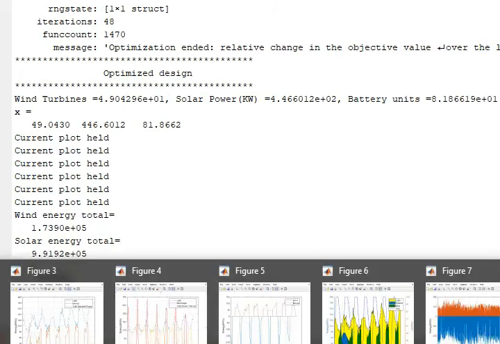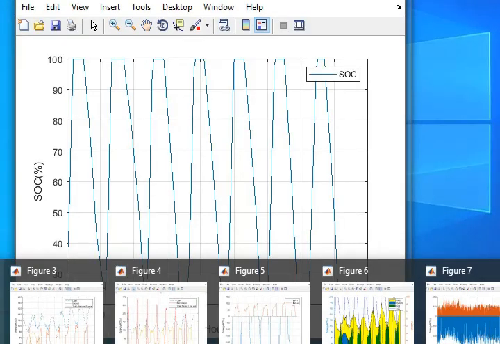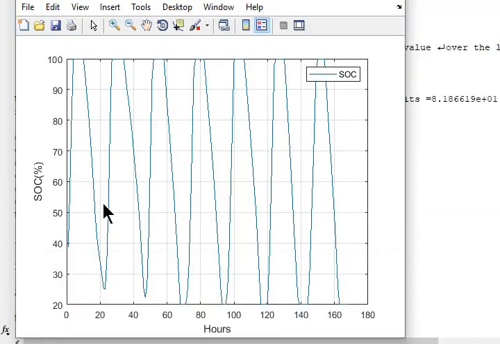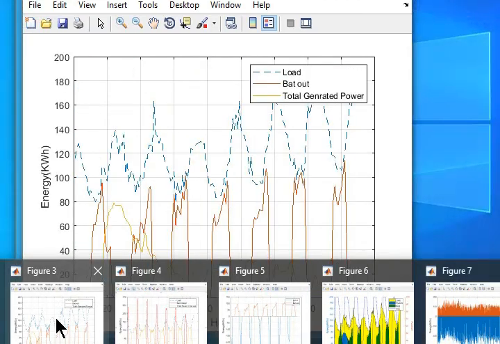So let's see the results. Results are more or less similar to those shown in the previous one. This is the SOC increasing and then going down to the depth of discharge, 20% in this case.